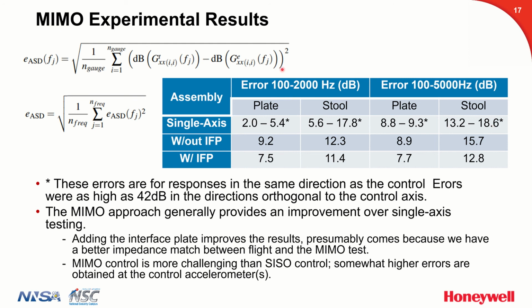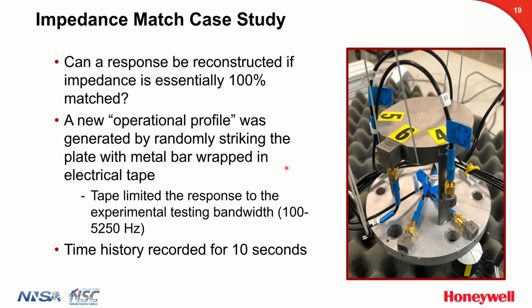And we broke it down between a lower frequency range test and these higher bandwidths, which is one of our goals, to see if we could reproduce the environment to higher frequencies. So we do notice that the errors do seem to decrease a little bit as you improve the impedance mismatch, and then we get a little better control.